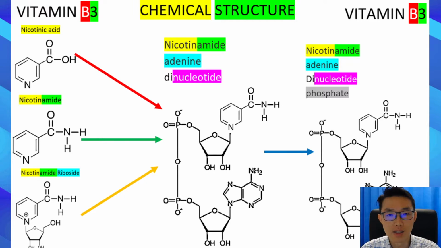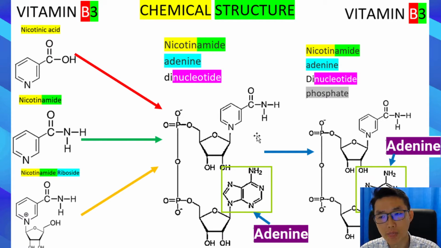In a similar way, if you remember our presentation on vitamin B3, there are three basic forms of vitamin B3. They are the nicotinic acid form, the nicotinamide form, and the nicotinamide riboside form. All of these will then be converted into nicotinamide adenine dinucleotide, which can then be further converted into nicotinamide adenine dinucleotide phosphate. As you can see here, adenine, as it is part of vitamin B2, is also part of the vitamin B3 structure.